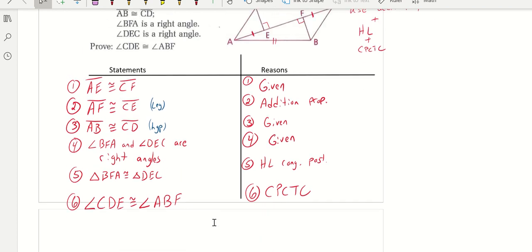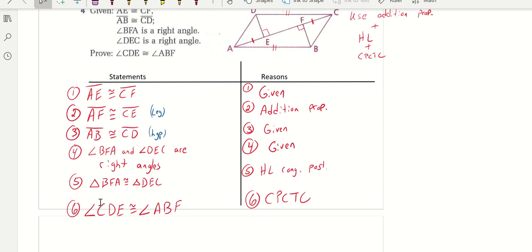Finally, we're able to conclude what we wanted to conclude, which is angle CDE is congruent to angle ABF. What is CDE? That is third, first, and second. ABF, third, first, and second. So checks out. Remember, it doesn't have to be third, first, and second. It could be third, first, and second, or second, first, third.